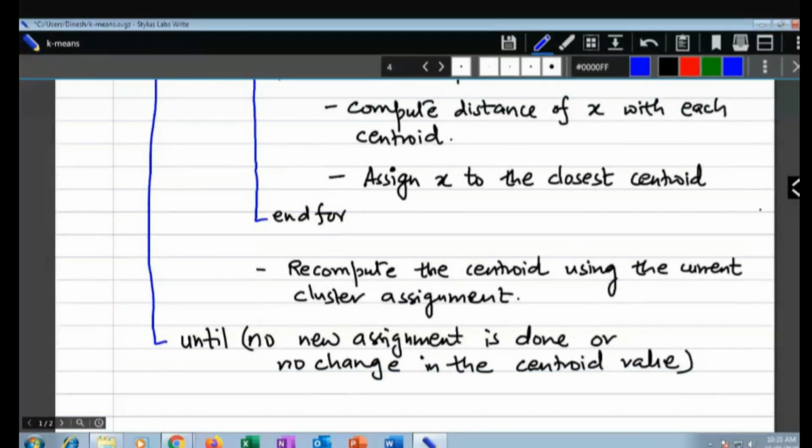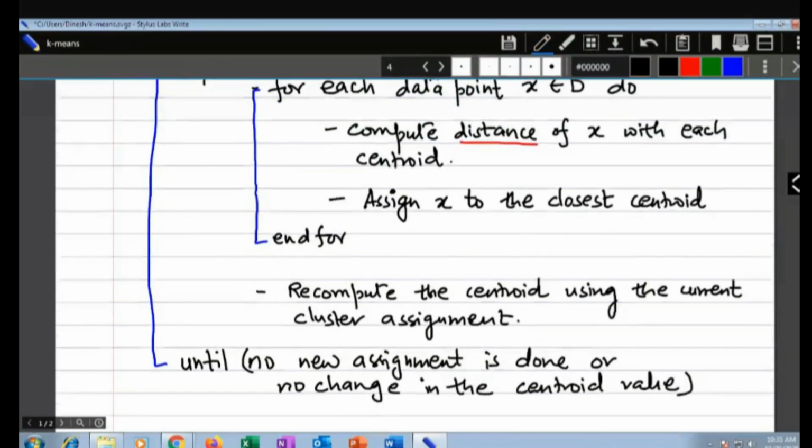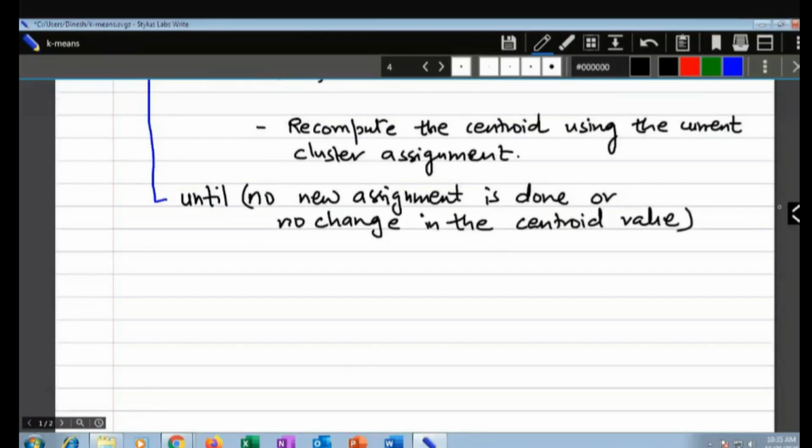Good. Now here you are computing the distance, and there are various distance models. You can use any distance model. So how do you calculate the distance? So distance, okay, and this is the end of this pseudocode.